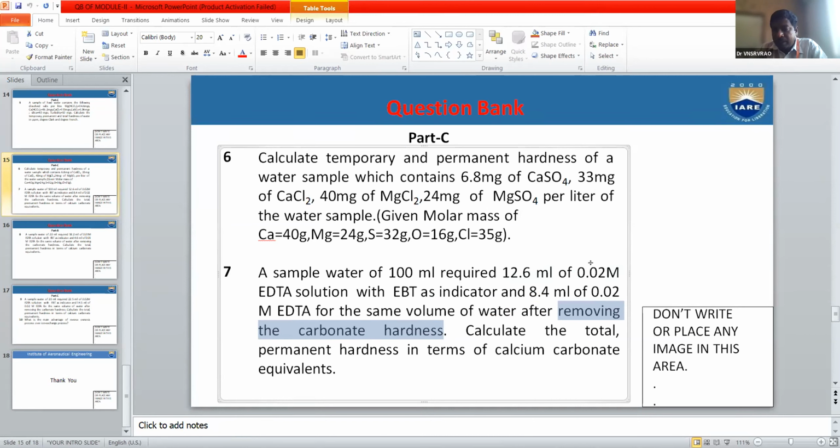So that's why the volume of EDTA consumed is reduced: initially 12.6 ml, and in the second titration 8.4 ml. Okay, now I will share the solution.